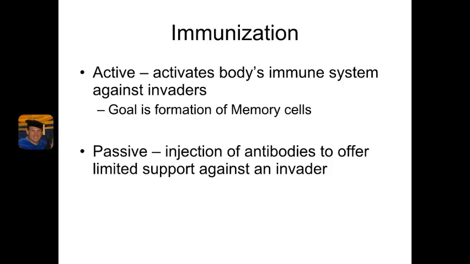So when you have a patient who's been exposed to rabies, what you have to do is inject them with already formed antibodies against rabies. That's going to buy them time for the regular immunization, the active immunization, to do its job and have the body produce antibodies against the rabies.